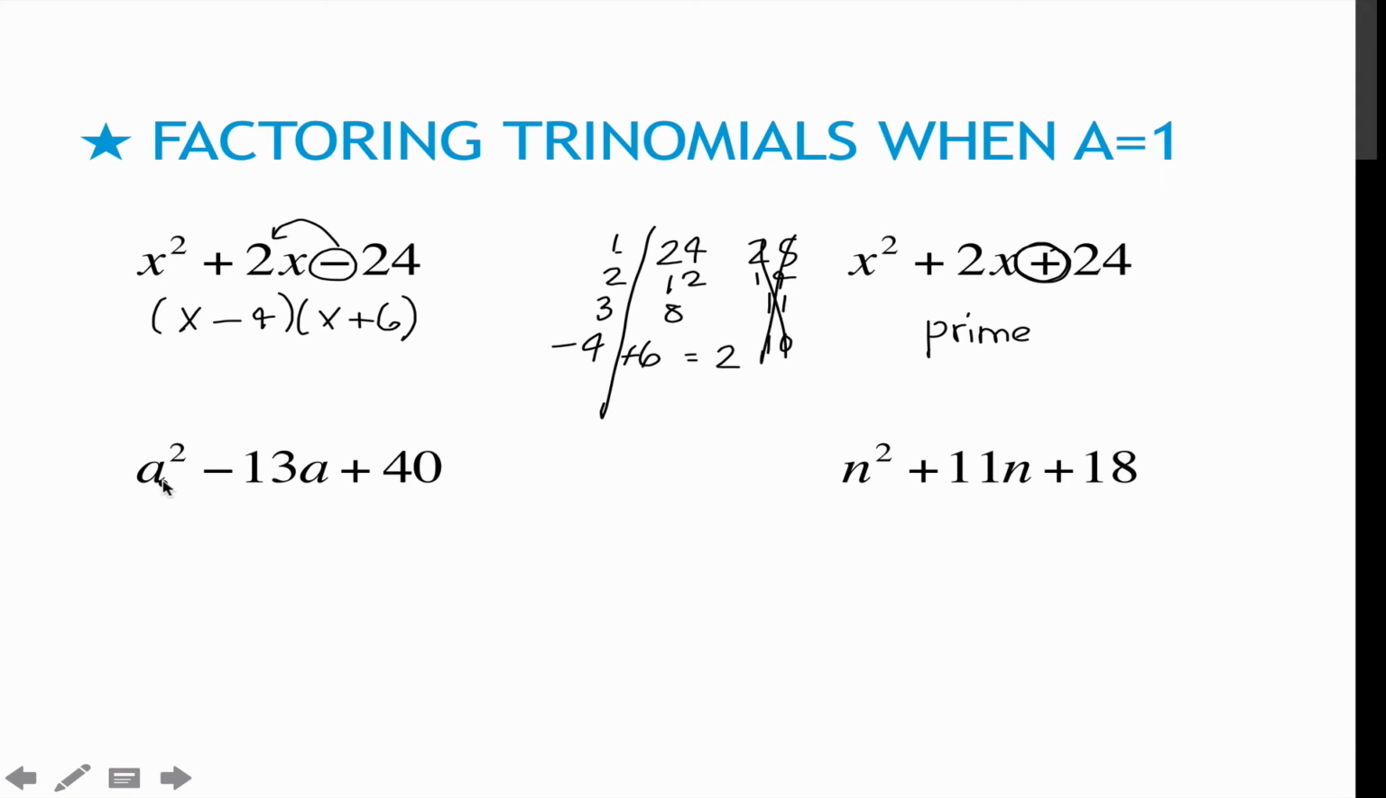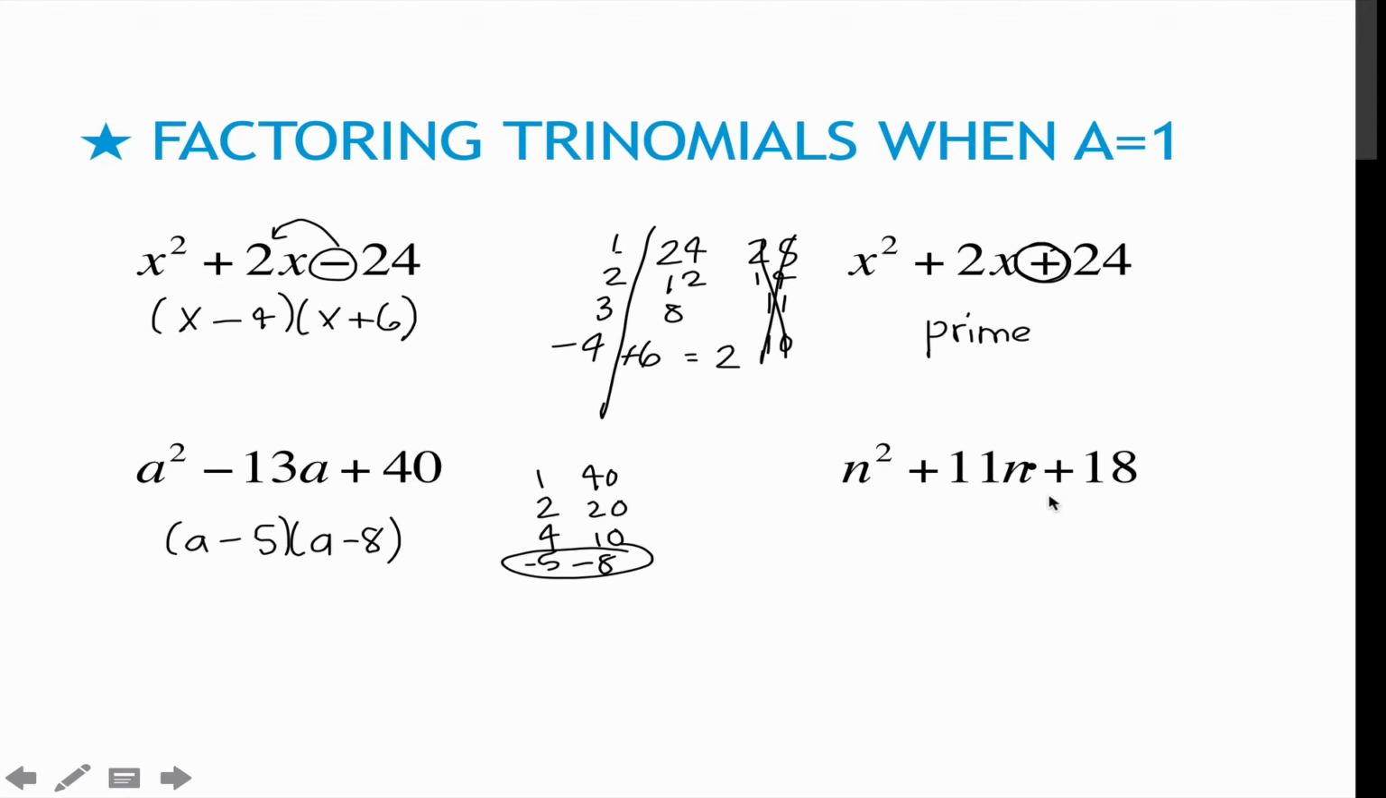For my third question, I'm looking for numbers that multiply to 40 that add to 13, and it has to be a negative 13. And so numbers would be 1 and 40, 2 and 20, 4 and 10, 5 and 8, and 5 and 8 is our winner. Remember, those both must be negative to add to negative 13, so a minus 5, a minus 8.